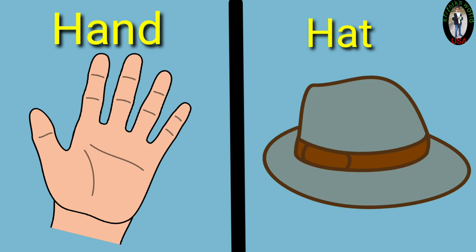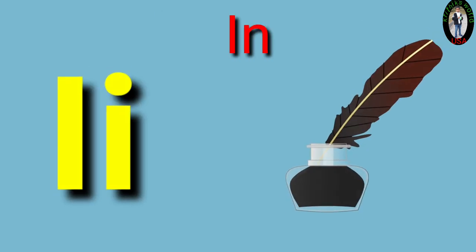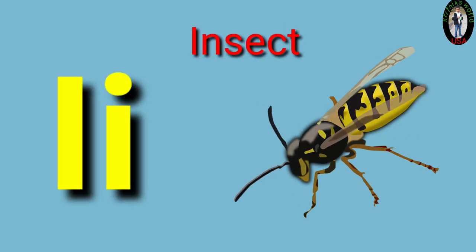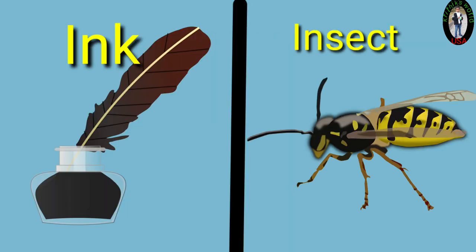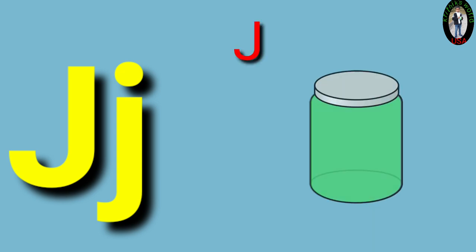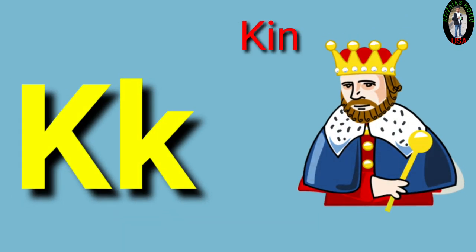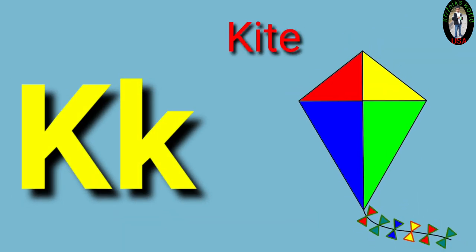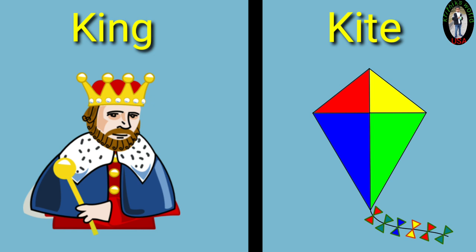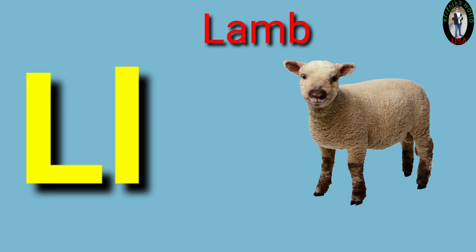Hand, hat. I for ink, I for insect. Ink, insect. J for juice, J for jar. Juice, jar. K for king, K for kite. King, kite. L for lamb, L for leaf.